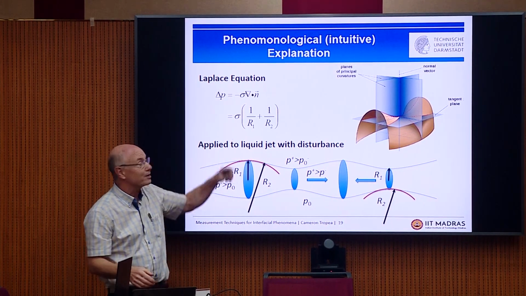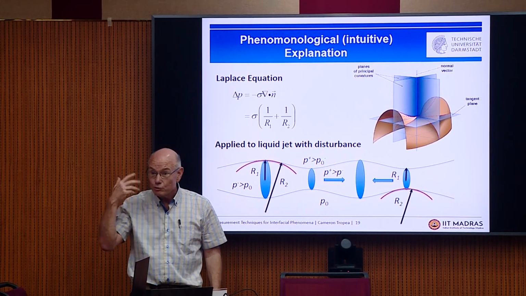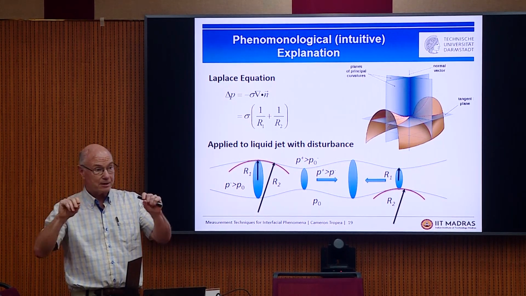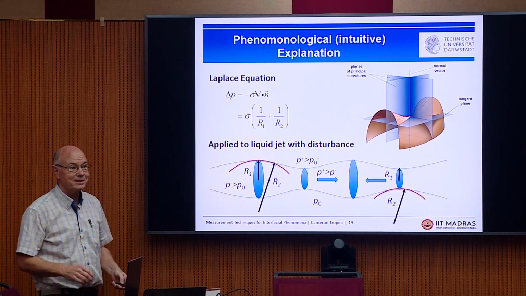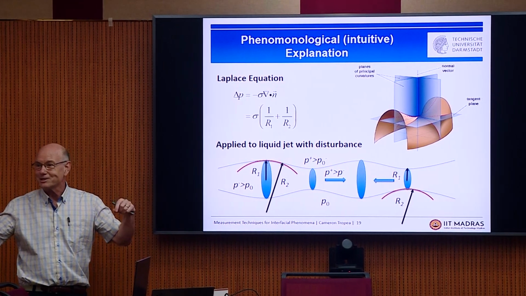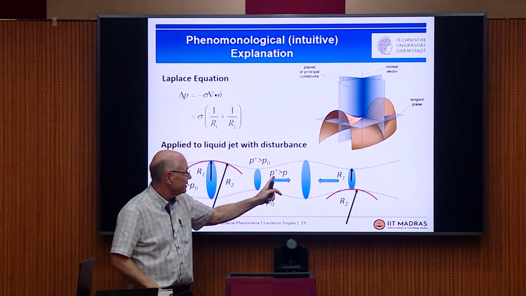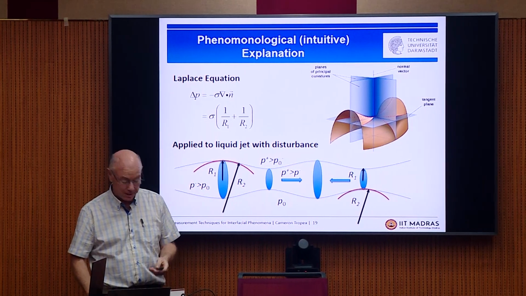So I've called that a phenomenological explanation of instability. It's an intuitive explanation. It's not yet a mathematical explanation. But it's very clear. I mean, it's going to be unstable under these conditions. The question is, what are exactly the conditions under which this pressure here will be larger than that pressure there. That's what we have to work out mathematically.